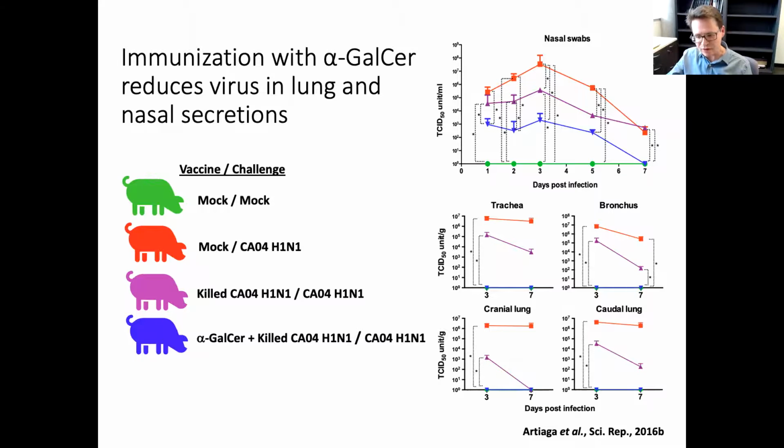That's all good and well, but the real challenge with inactivated flu virus vaccines is inducing cross-protection, as I mentioned, against non-vaccine-associated strains. So, of course, the more distantly related the viruses are between infection and vaccine, the more difficult it is to induce protection.